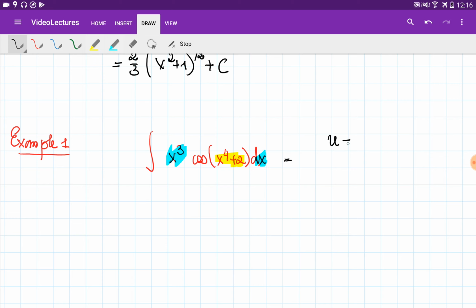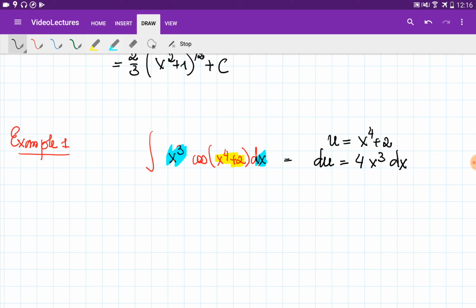So the u in our case is going to be x to the power of 4 plus 2. Then again, we are going to take the derivative of both parts of this equation. The left hand side should be taken with respect to u, the right hand side with respect to x. So it's going to be du is equal to 4x cubed dx.